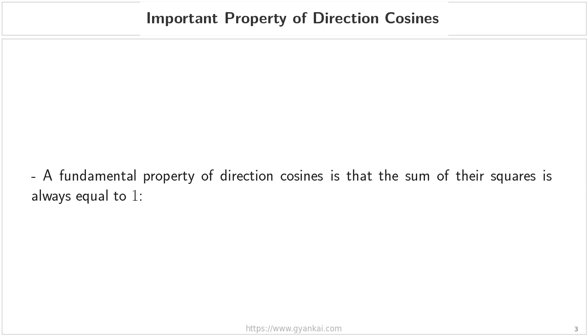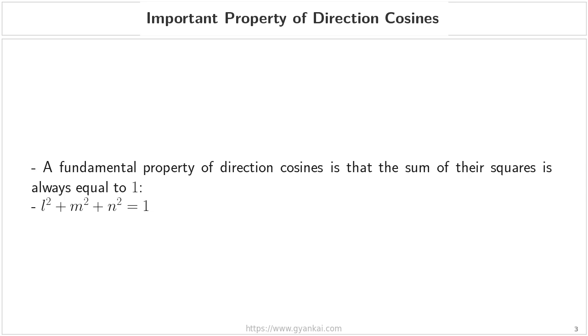If you take each of these direction cosines, L, M, and N, square them, and then add them all together, the sum will always be exactly equal to 1. In mathematical terms, we express this as L squared plus M squared plus N squared equals 1. Keep this identity in mind, as it serves as a perfect way to check if your calculated direction cosines are correct.